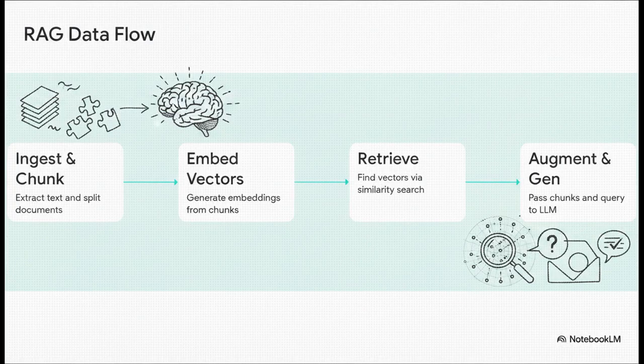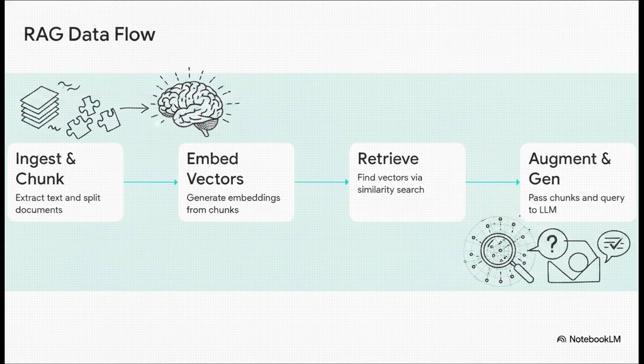Every working RAG pipeline relies on this standard data flow, and it's super vital to understand exactly how these pieces fit together. First, you ingest your documents and break them down into smaller pieces. We call this chunking, and we have to do it because LLMs have strict limits on how much text they can process at once. Second, you pass those chunks through an embedding model.